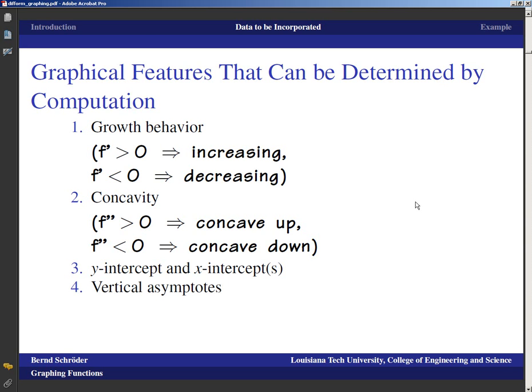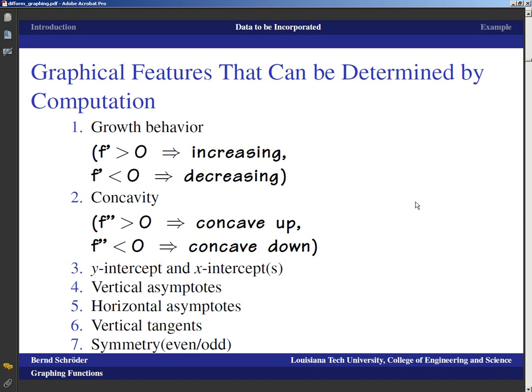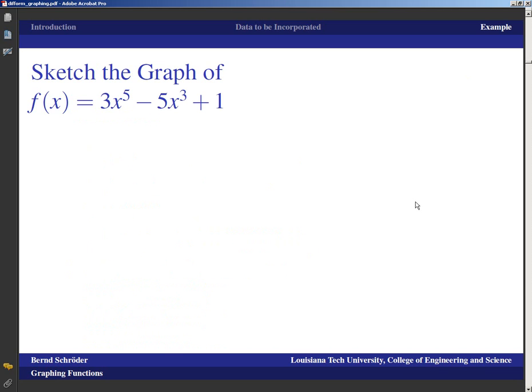You can talk about vertical asymptotes, where you talk about limits. You can talk about horizontal asymptotes using limits. You can talk about vertical tangent lines, places where the derivative blows up. And you can talk about symmetry, and for this course, at least, we're going to be limiting ourselves to whether functions are even or odd.